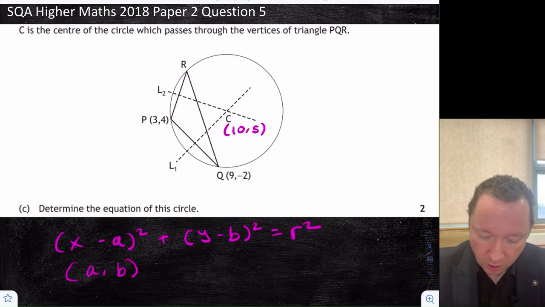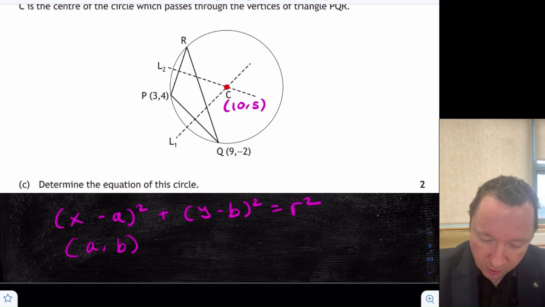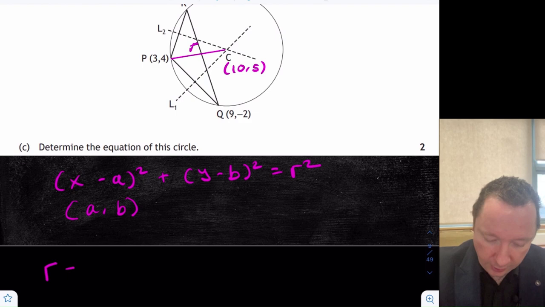So we need the distance between the centre and one of the points. Any one would do, but we know P, we know Q, so let's use P and work out this distance. I'll just draw it on for us. There's our radius there. So using our distance formula to get r, r equals the square root of (10 − 3)² + (5 − 4)².